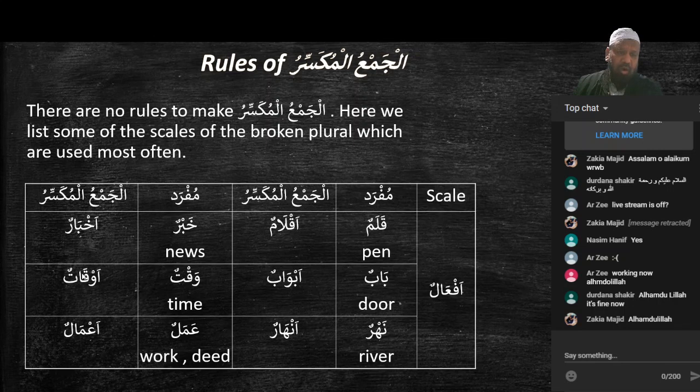Waqtun, awqatun, in the same pattern. Nahrun, river, on the same pattern. Anharun. After the ha, the ayn, we have the alif. Anharun. Amalun, work, deed. We say amalun salih, meaning good deed. It falls on this scale, a'malun. Now again, we have no fixed rules to make mukassar. We have some patterns.